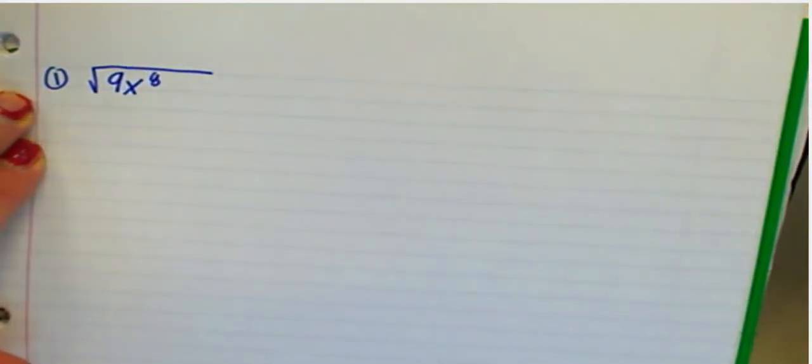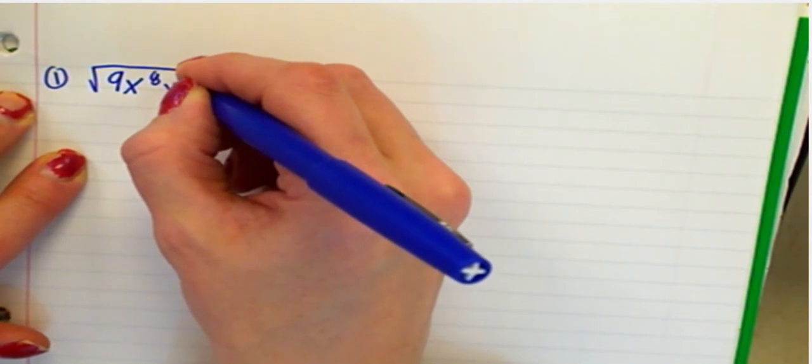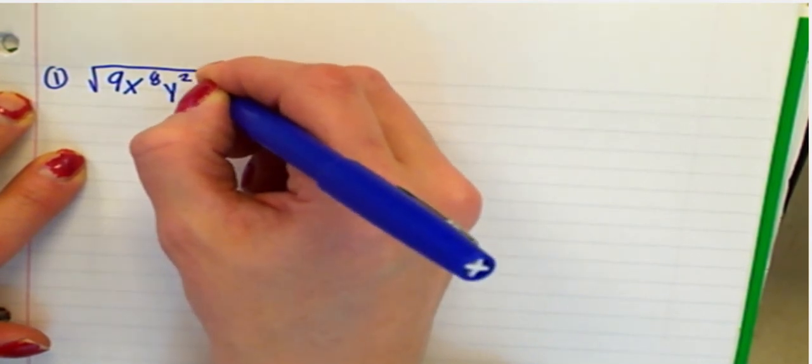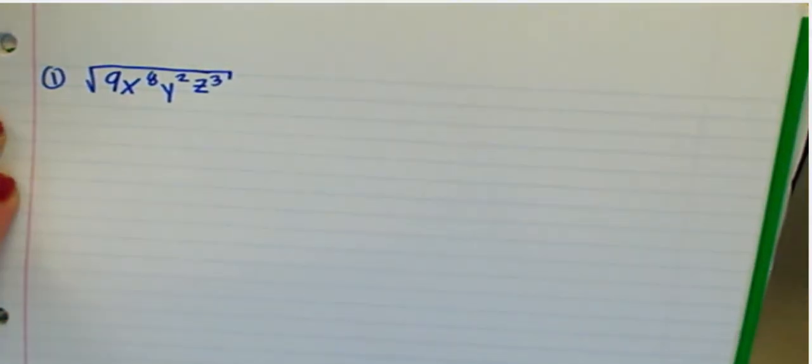Okay. Square root of 9 x to the 8th, y squared, z cubed. Okay, simplify.